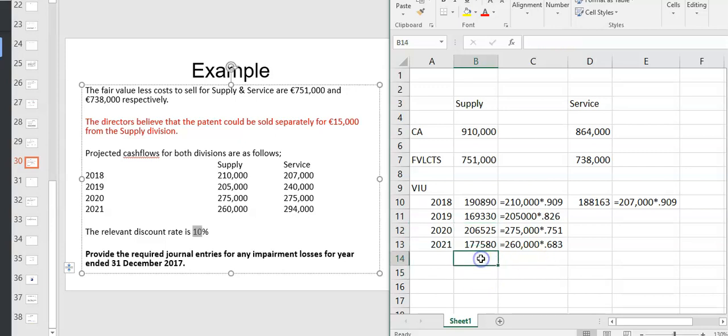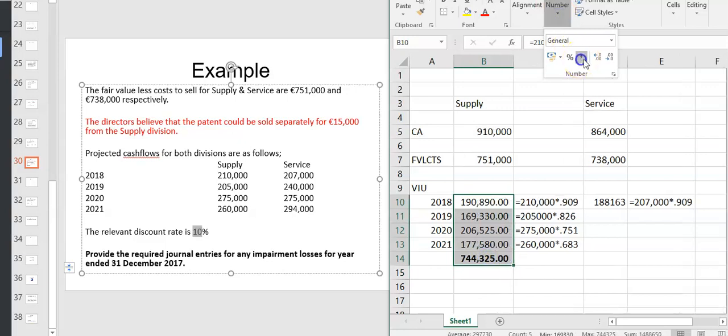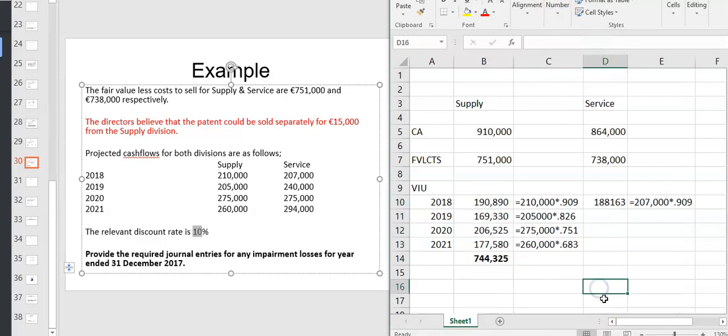And if we add those up, the value in use for supply is about 744,000. Again, you can tidy those if you want, but that's fine. So again, try that yourself. If you're happy now, pause this. Try see can you do it for service before you look at my solution.